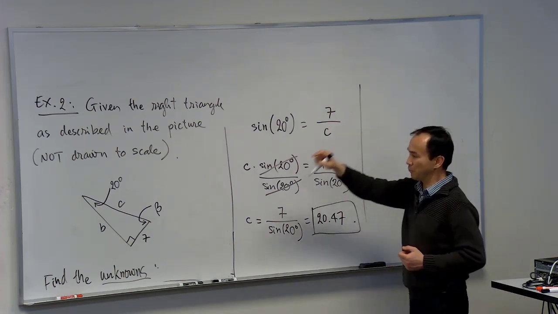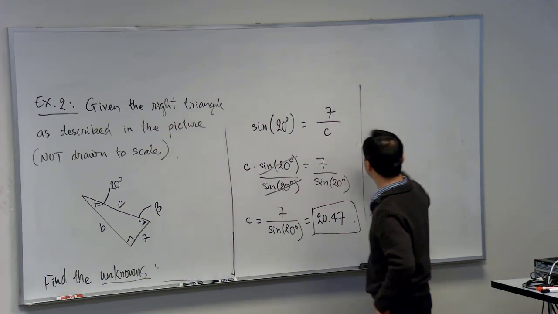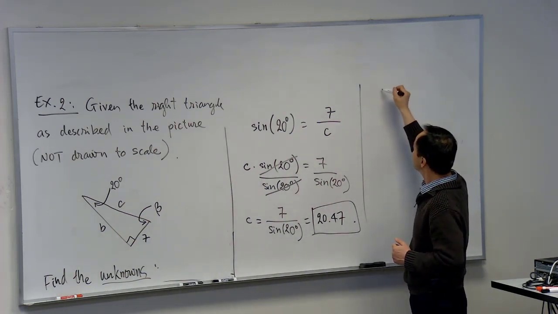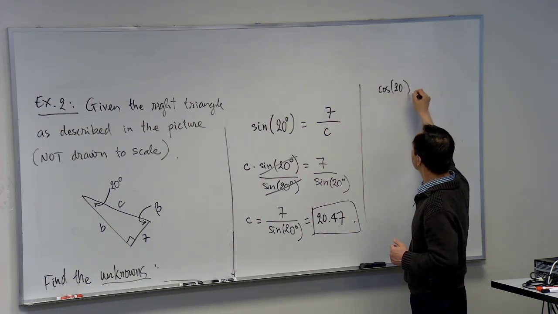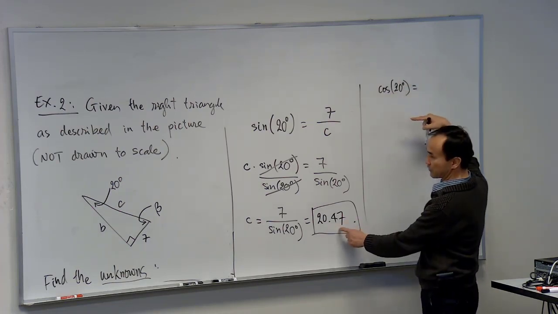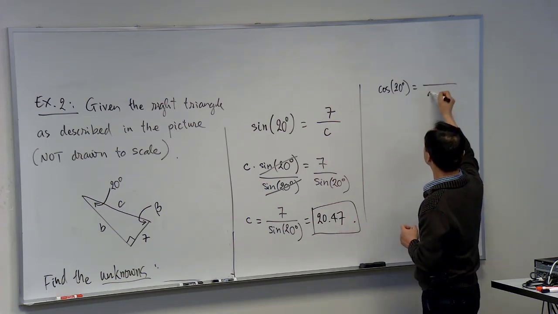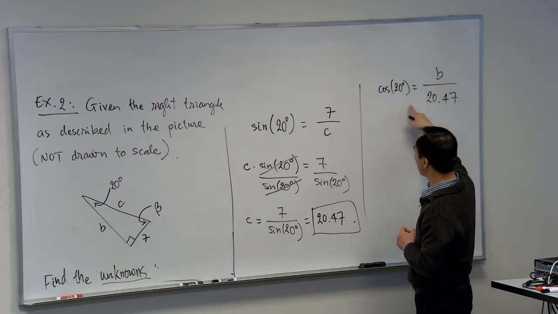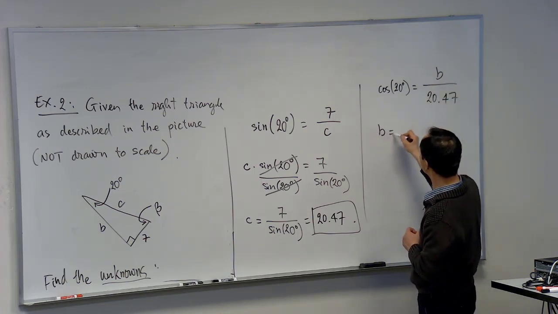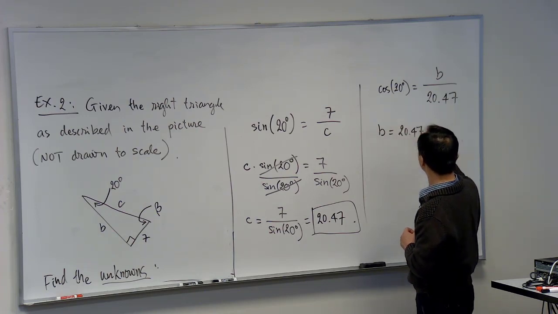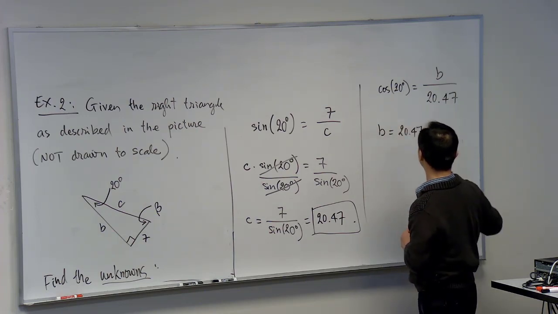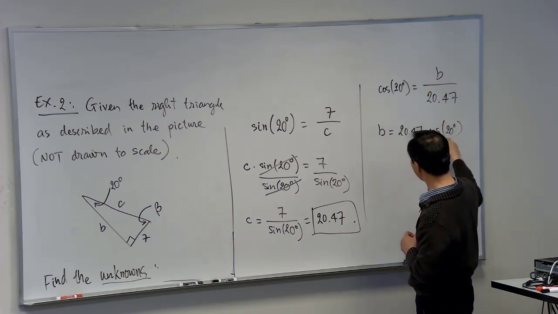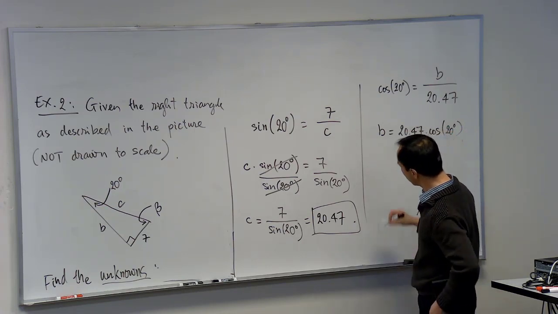Now, for B, there are a couple options right here. One option is to go with cosine of 20 equals B divided by the previously found value for C, 20.47. That's one way we can utilize that. So B here is 20.47 multiplied with cosine of 20 degrees, and again, we can calculate cosine of 20 degrees from our calculator. That's one way of getting it.